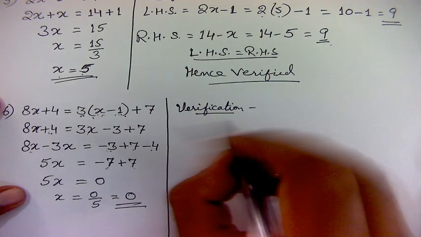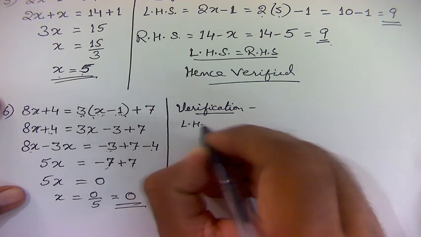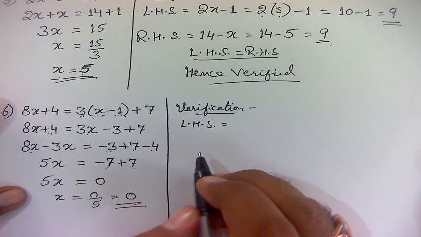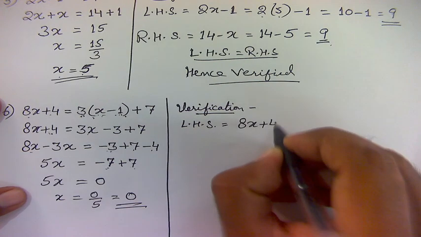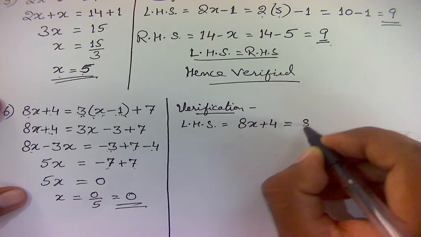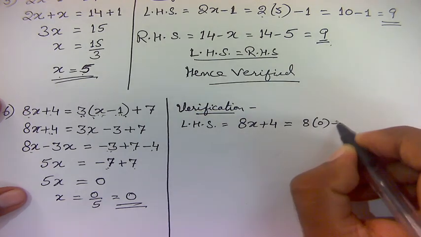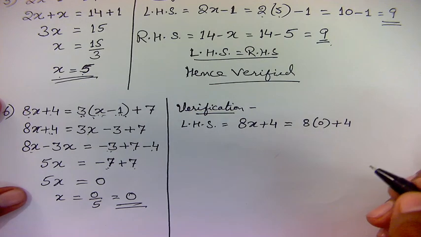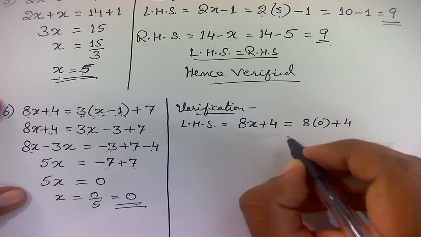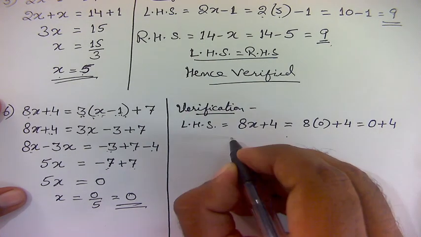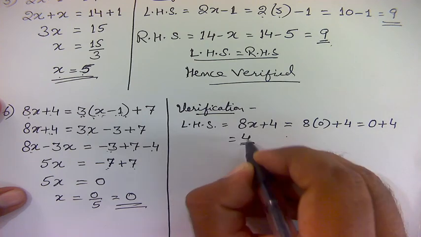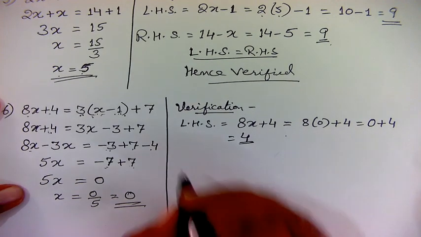If you verify it, take the left hand side first. Now on the left hand side you have 8x plus 4. So it is 8 multiplied by 0 plus 4, and 8 multiplied by 0 is 0, plus 4. So you have the left hand side as 4.